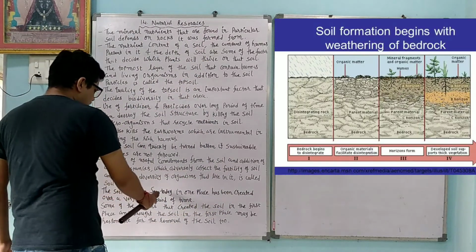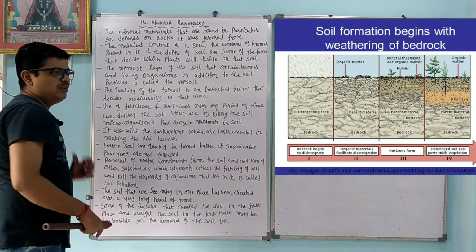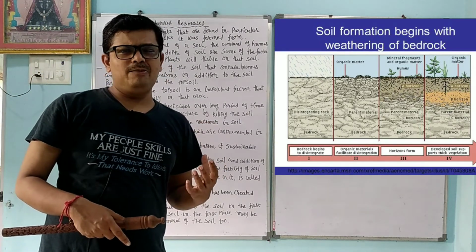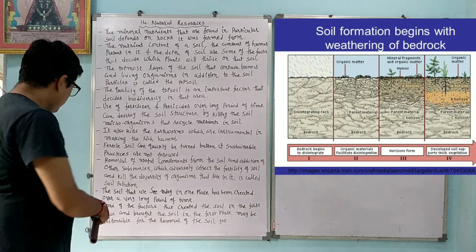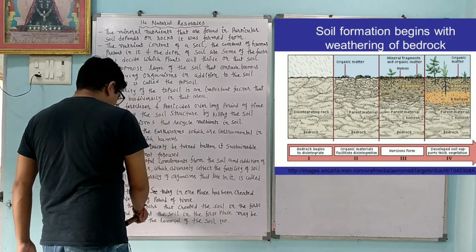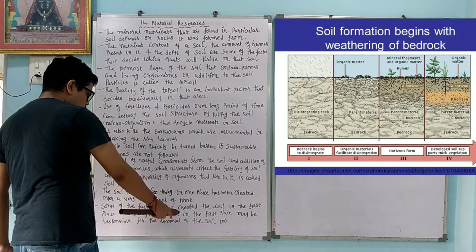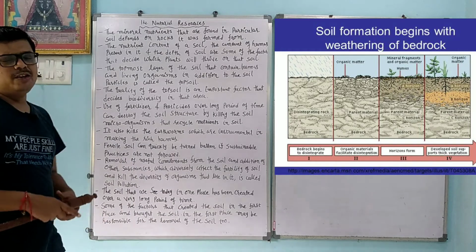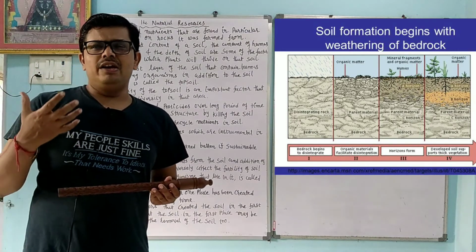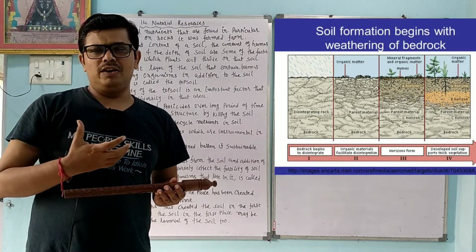The soil that we see today in one place has been created over a very long period of time. We know that soils are formed from the rocks. Okay, so it takes a long time to make it. Some of the factors that created the soil in the first place may be responsible for the removal of the soil too. Okay, so the requirements to make the soil, like wind as well as water, can also destroy the soil.